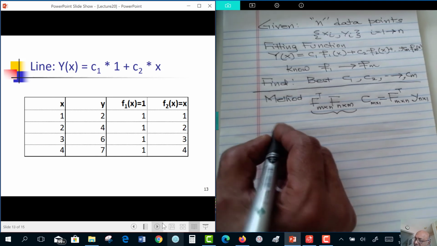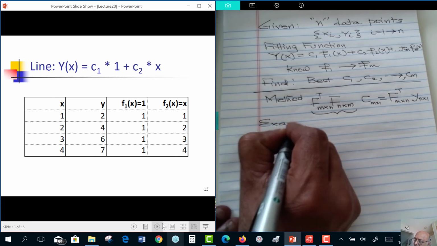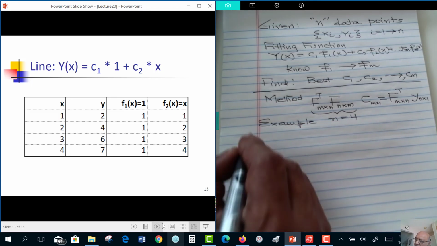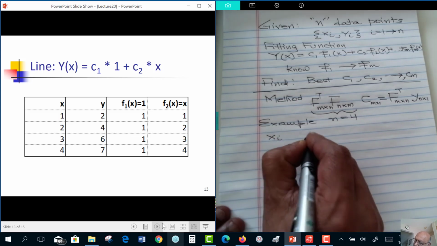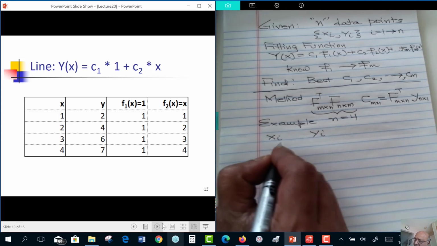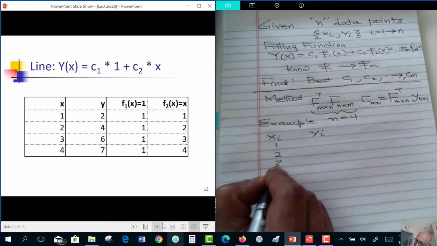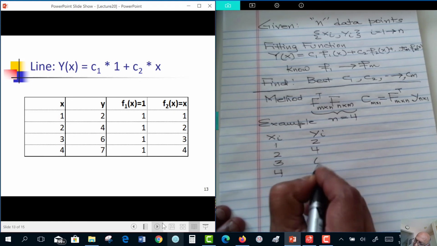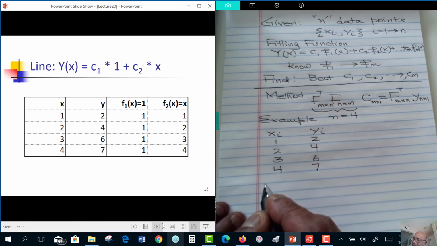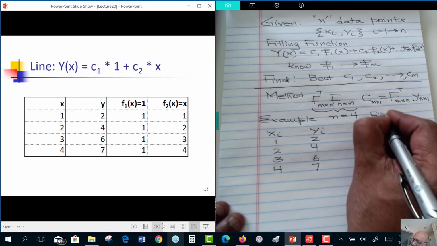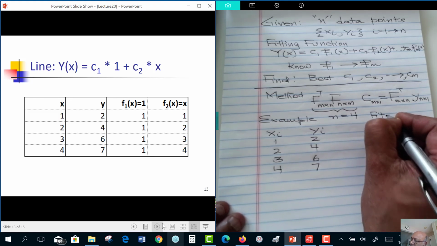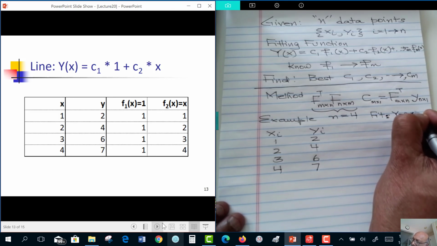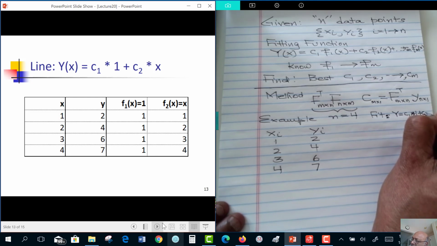So let's say we are given 4 data points. Let's say in our example, n is equal to 4. So we are given xi, yi. X is 1, 2, 3, 4. And y is 2, 4, 6, 7. Okay. And we want to fit a straight line. So we want to fit y is equal to c1 times 1 plus c2 times x.